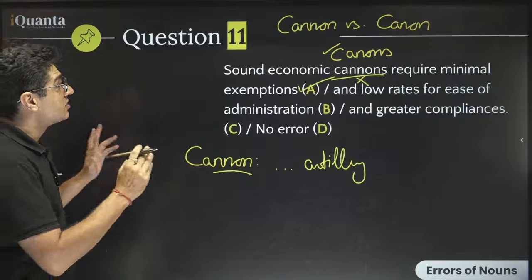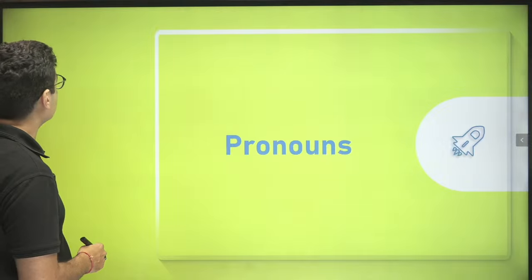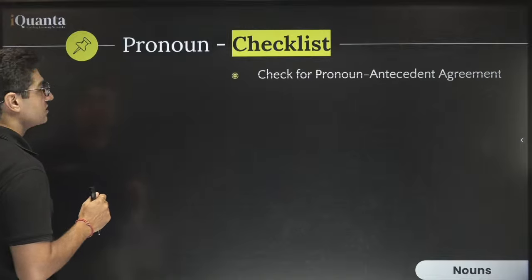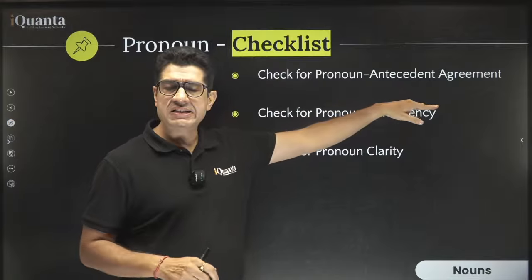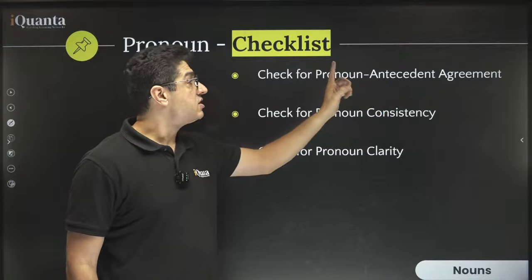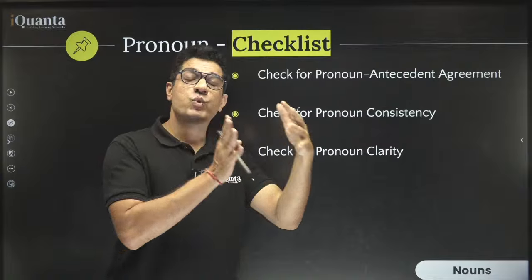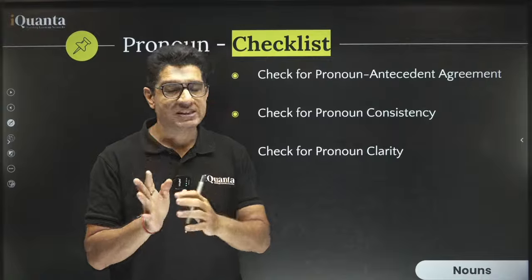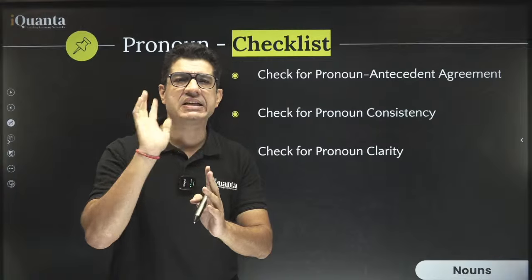Right? Okay, so that's about nouns. Now let's talk about pronouns. When it comes to the pronoun checklist, just ask yourself 3 things. Are you sure of these 3 things? First up, pronoun antecedent agreement. This gives you the highest number of questions in the exam from pronouns. What pronoun antecedent agreement says is that a pronoun must agree with its noun in terms of number, gender and case. So please ensure that the pronoun agrees with the noun that it replaces in those 3 respects.